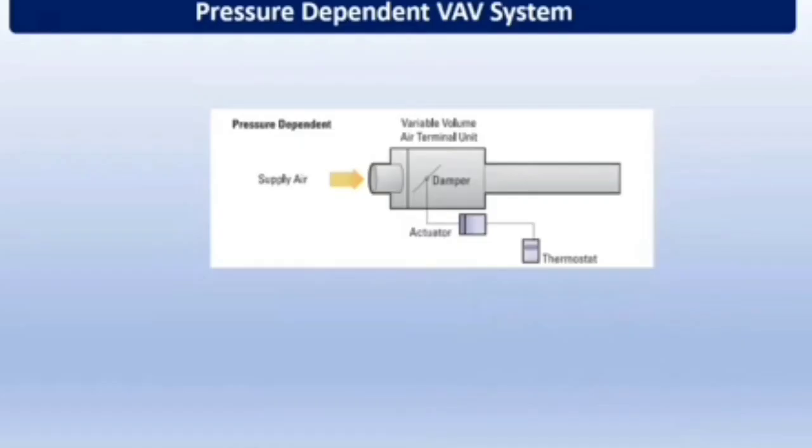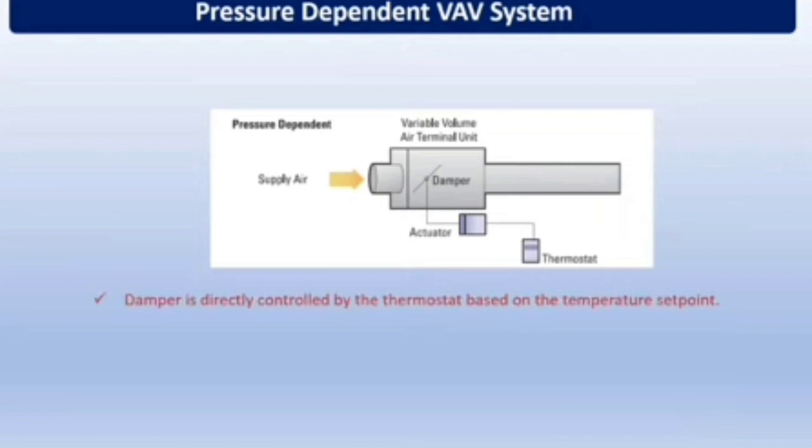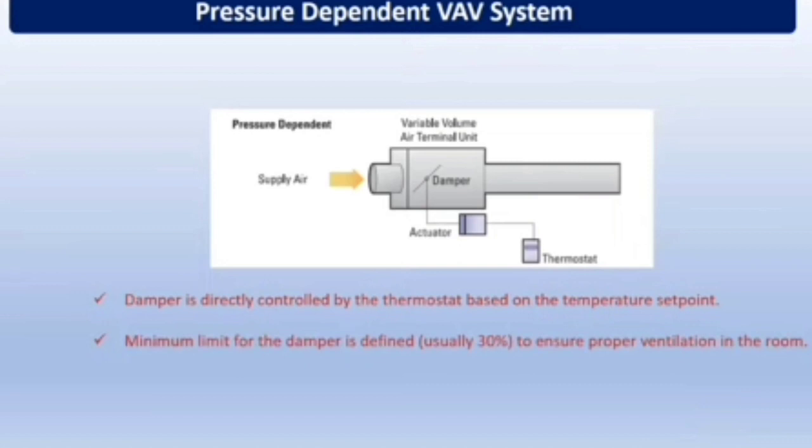Pressure dependent VAV box is shown where a damper is controlled through a motorized actuator by a thermostat. Damper is directly controlled by the thermostat based on the temperature set point. A minimum open limit for the damper is defined, which is usually 30% to ensure proper ventilation in the room.